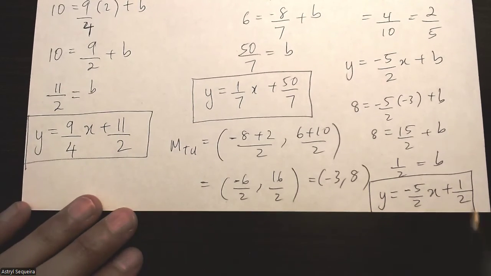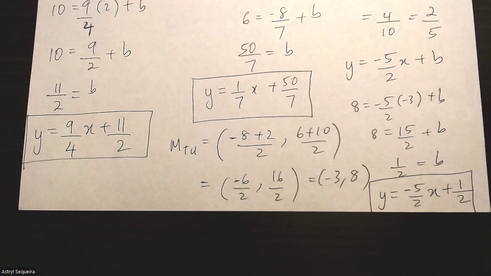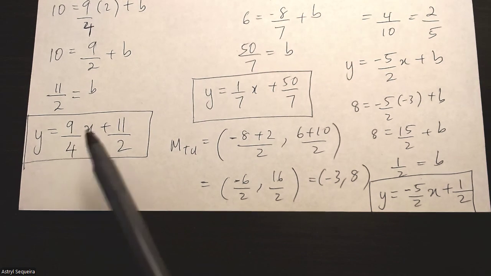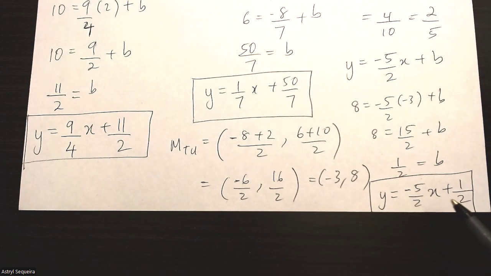And those three are the solutions to this question over here: median, altitude, and then right bisector.